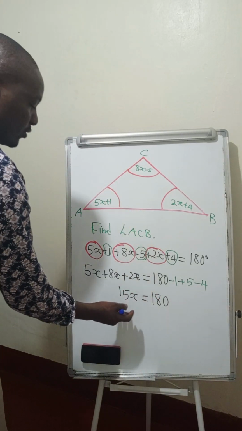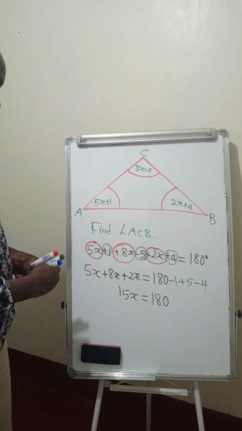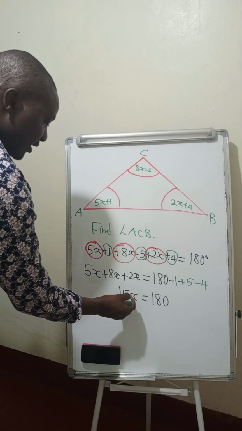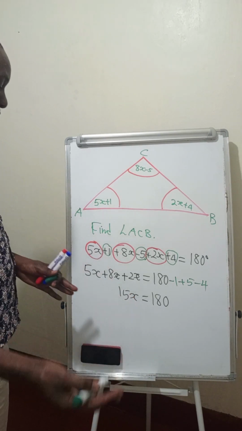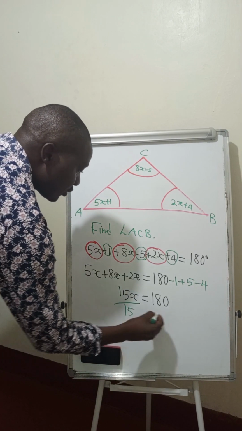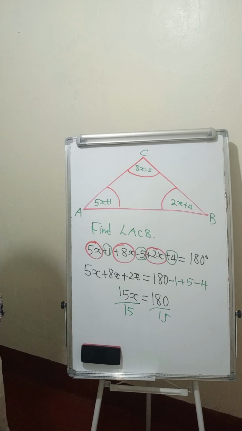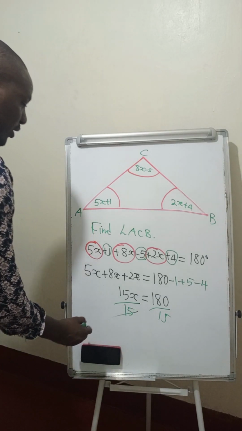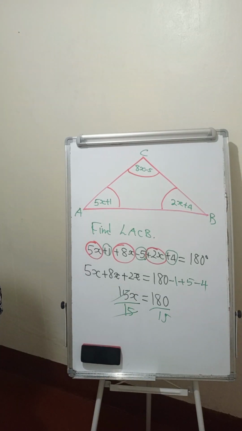Then how do we get the value of x? Like I've said, between 15 and x, there's multiplication. The opposite of multiplication is division. So do the division here. And what you do this side, do it the other side. So 15 will cancel 15.